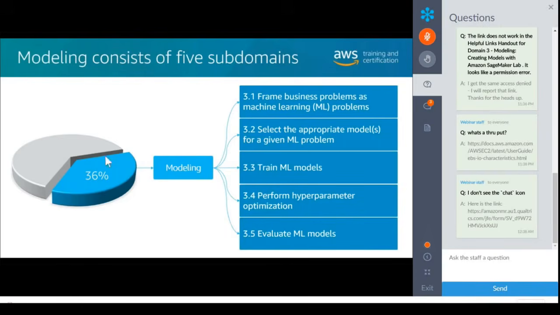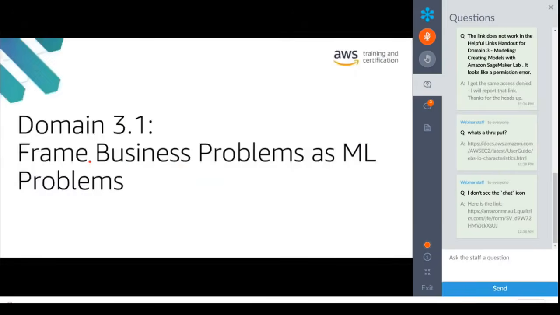Modeling is the biggest part of the exam, right? It's 36% of the exam, and modeling is what most people think of as machine learning. It's where we spend most of our time studying. When I was in grad school years ago, we spent a lot of time doing proofs and maths, and that's what we think of as machine learning. As you can see here, this is a big part of the exam, so let's look at each of these subdomains.